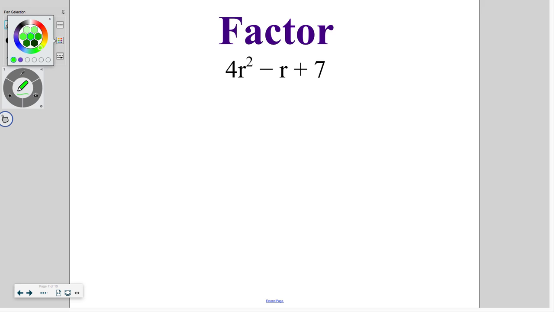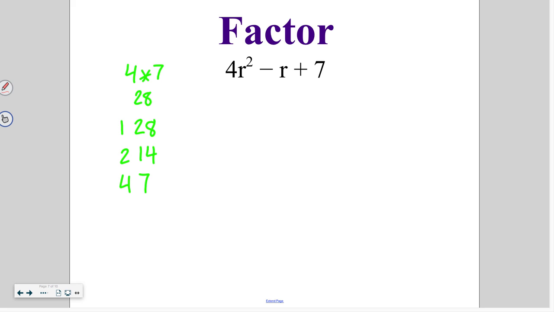Looking at this one, there's nothing to factor out in terms of GCF. 4, negative 1, and 7 don't have anything in common. So we're going to start with 4 times 7, which is 28. We already went through those pairs. That's 1 and 28, 2 and 14, and 4 and 7. We're looking for a pair that would add up to negative 1. When you are looking at these, you will notice that none of those pairs actually add up.